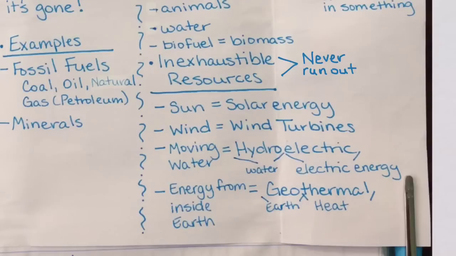And I broke that word apart. Hydro means water, and electric is talking about electric energy. And then energy from inside the earth is our geothermal energy. Geo means earth, and thermal means heat. And we're going to talk more about each one of these, but we're going to get the main idea of it down here in these notes. And we'll talk more about that in class tomorrow.